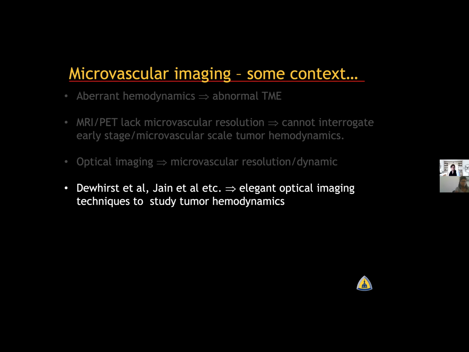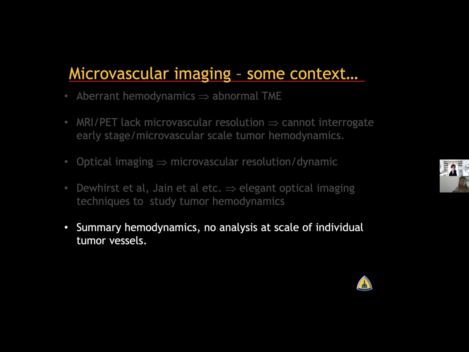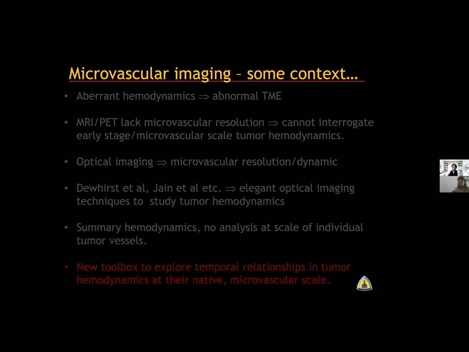And this is not something unique to our lab. There's a lot of labs all over the world, like the Dewhurst lab and Jain lab, et cetera, which have leveraged these optical imaging methods in very elegant ways to study tumor hemodynamics. But the problem with most of these approaches is that they extract summary hemodynamic parameters, and they don't look at actually every single blood vessel to get a handle on what I alluded to earlier, which is basically tumor heterogeneity. So we created a new toolbox to explore the temporal relationships in tumor hemodynamics at their native microvascular spatial scales.